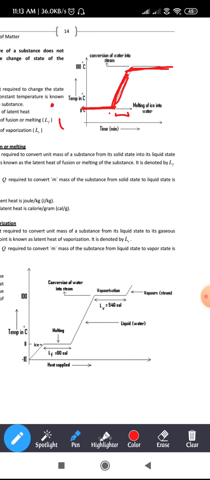Okay, so the conclusion is that whenever there is a change of state taking place, there is no increase in the temperature. Once the change of state takes place completely, then the temperature starts rising. So that is the conclusion.